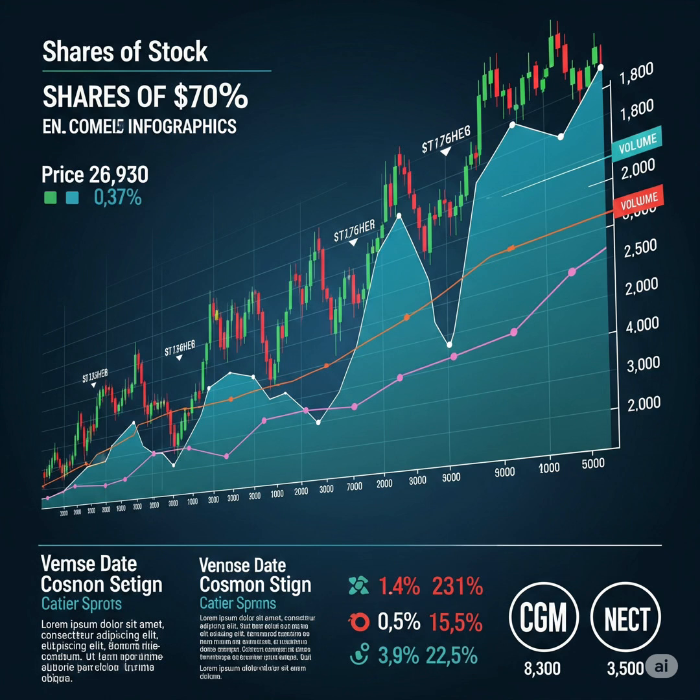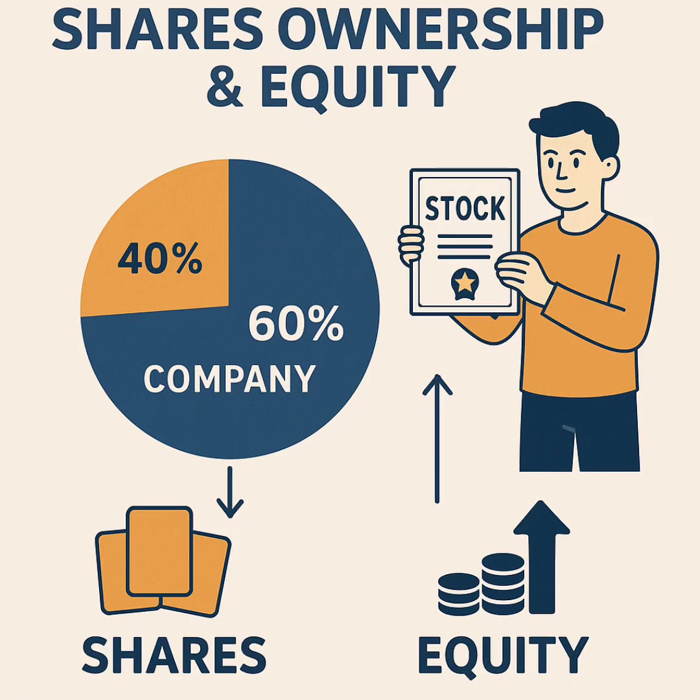All right. So next, what is ownership? Ownership in a company means having a claim on part of the company's assets and earnings. Owning shares equals owning a portion of the company. Shareholders often have rights such as voting on major decisions like electing the board of directors, receiving dividends if the company distributes profits, and a claim on assets if the company is liquidated.